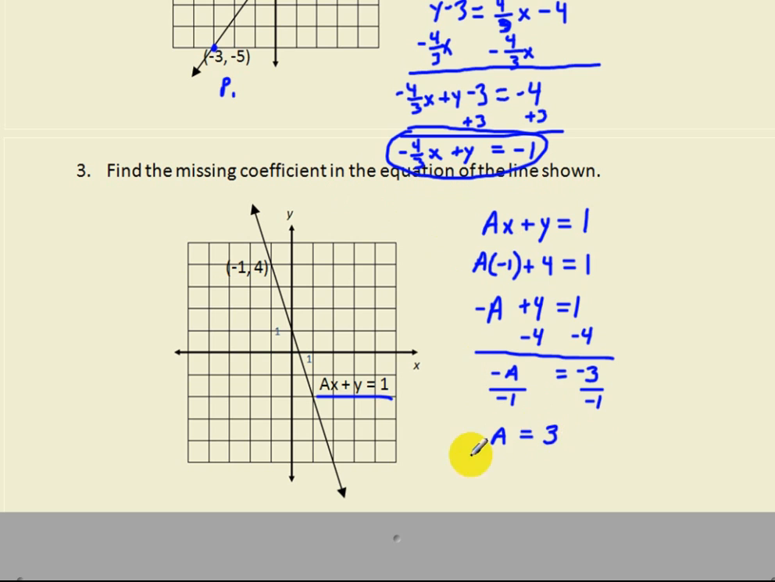It is 3. You might see a problem similar to this where the directions say write the completed equation once you know the coefficient. So then we would take that value and substitute it back into that equation and write 3x plus y is equal to 1.